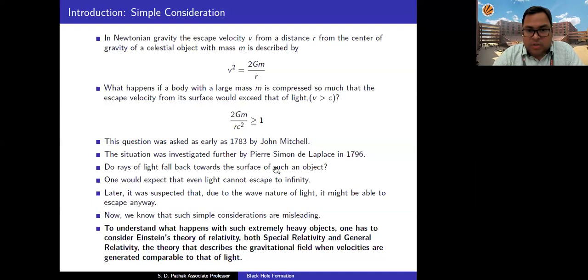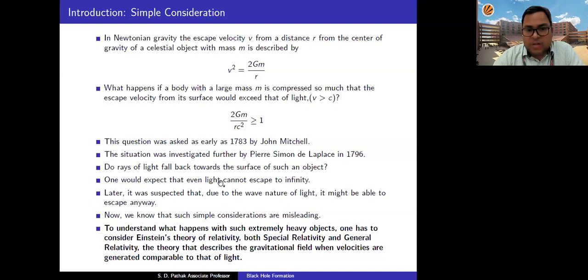Historically, it was John Michell who first put the question: what happens if the escape velocity is more than the speed of light? And the answer was given by different scholars in those days. Laplace in 1796 studied these objects in the classical theory or classical physics.